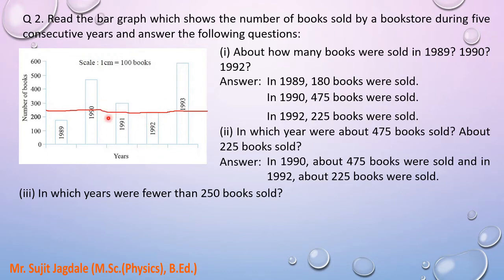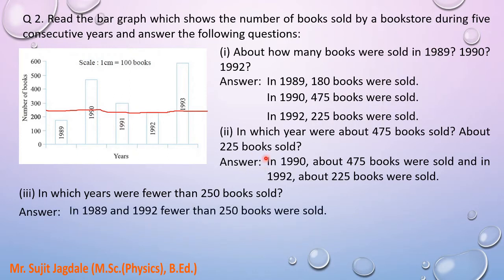So here if we consider the first one, 1989, it is obviously below that line. Then 1990, it is above. In the same way, 1992 is below that line, and the remaining 1991 and 1993 are above that line. So obviously in 1989 and 1992, fewer than 250 books were sold. Okay, so this is the third answer.